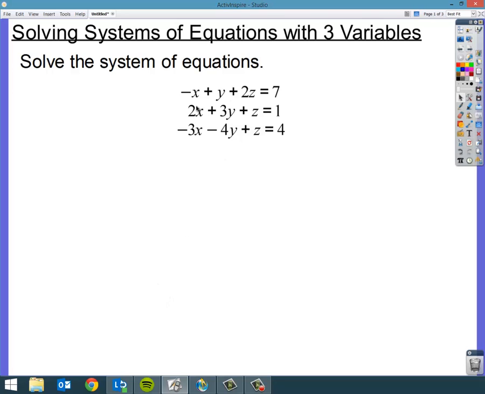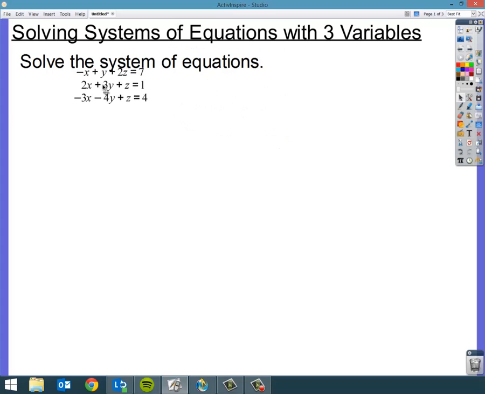As I look through this system, the variable that jumps out at me as being the easiest to eliminate is z. Okay? So what I'm going to actually do is eliminate z twice. Pick two equations that have z in it, and we're going to eliminate z from those two equations. So I'm going to take the first equation and the second equation. Hopefully you have this written down, because I'm going to shrink this down a little bit and move it just to give me some more space to work.